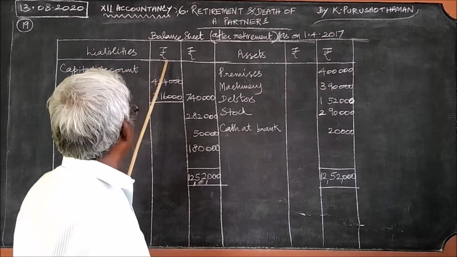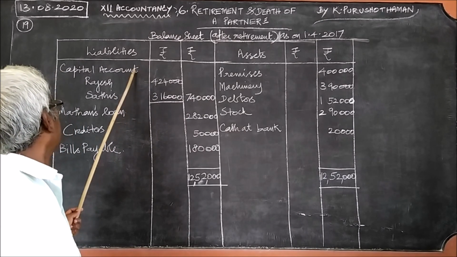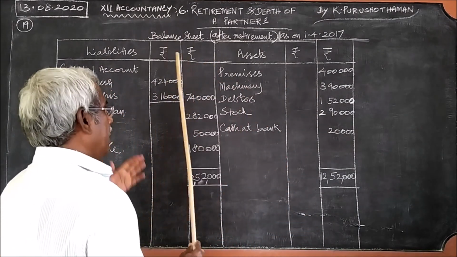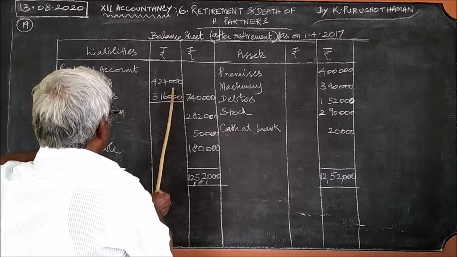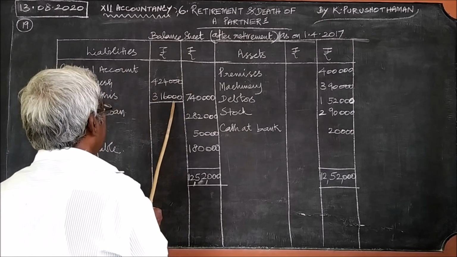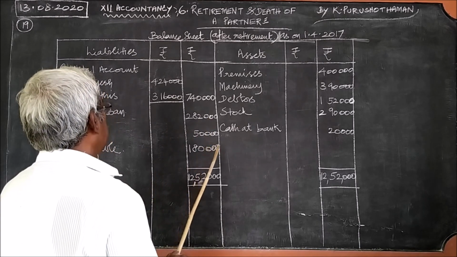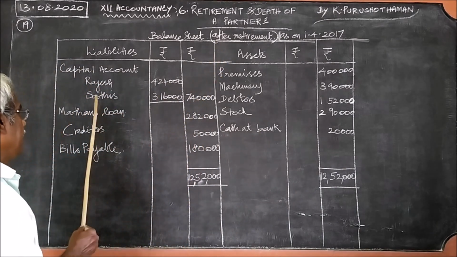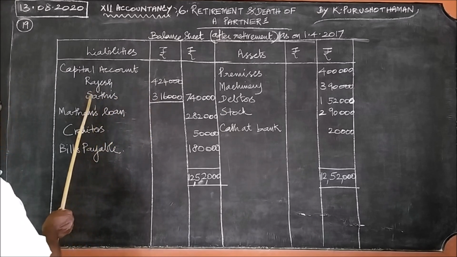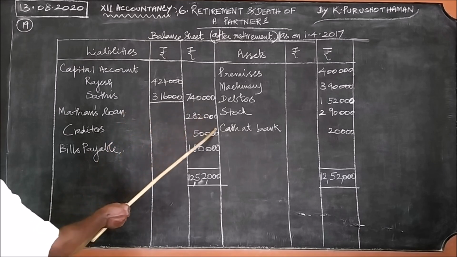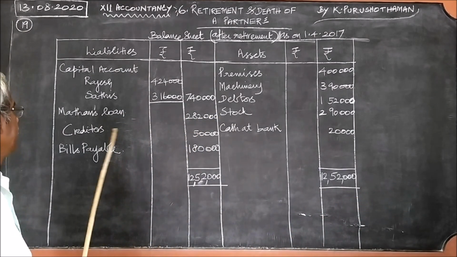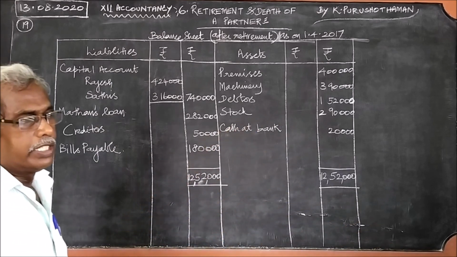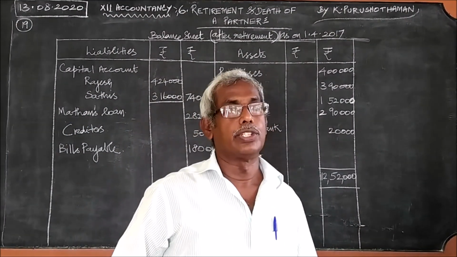Regarding the capital account, first on the liability side, Rajesh capital is the balance shown in the capital account we have prepared already. Rajesh capital account 4,24,000, Satish capital account 3,16,000, shown as balance carried down and brought down. The retiring partner's share is given as Madan's loan. Therefore, you write Madan's loan 2,82,000. On the liability side, creditors and bills payable are given, we have written as it is. Now if you find the total, you will get 12,52,000 on both sides. Okay, thank you.